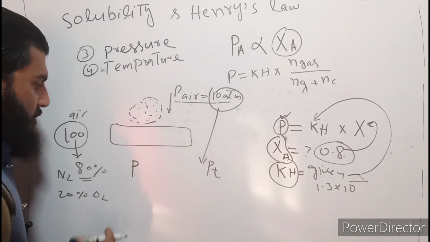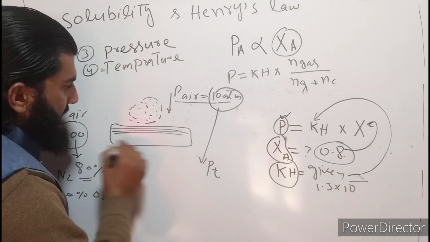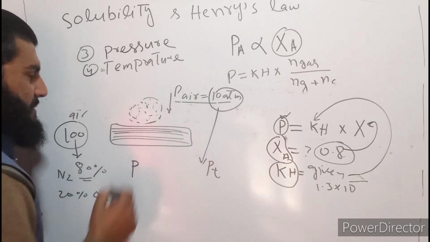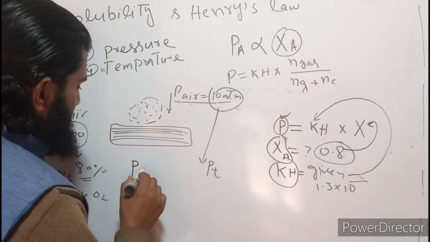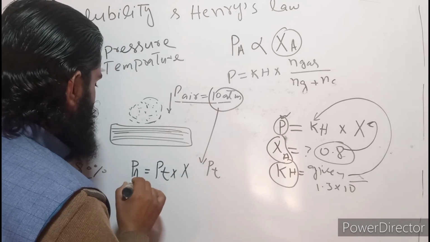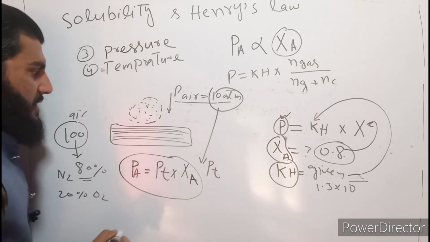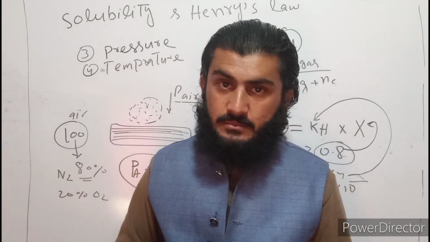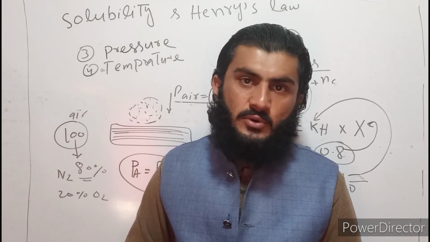Another way is by using Dalton's law. If this is a liquid and this is a gas whose pressure is 10 atmosphere, how will you find the partial pressure of the gas? The partial pressure of a gas is equal to total pressure multiplied by the mole fraction of this gas. On the basis of this, you can find the partial vapor pressure for any substance. So I hope that you have learned something more.